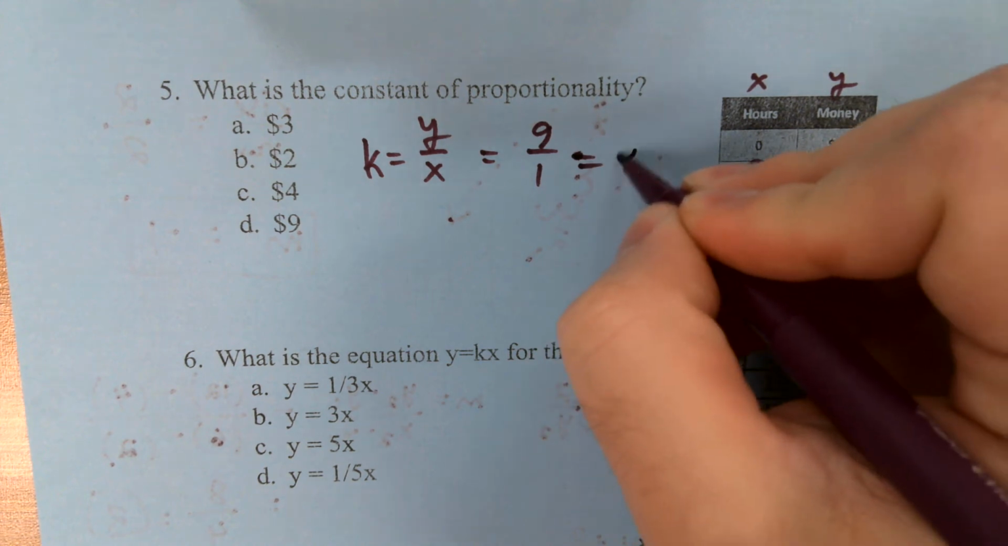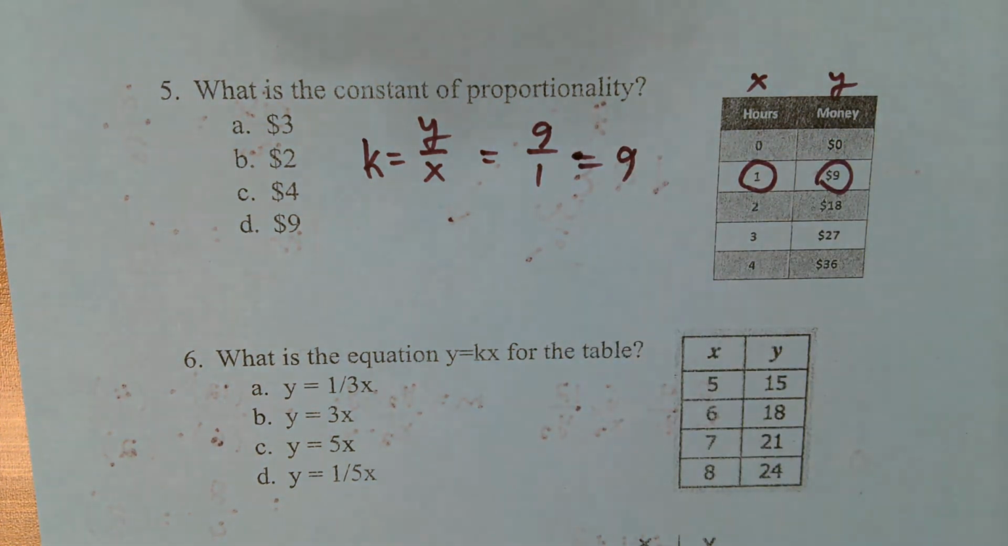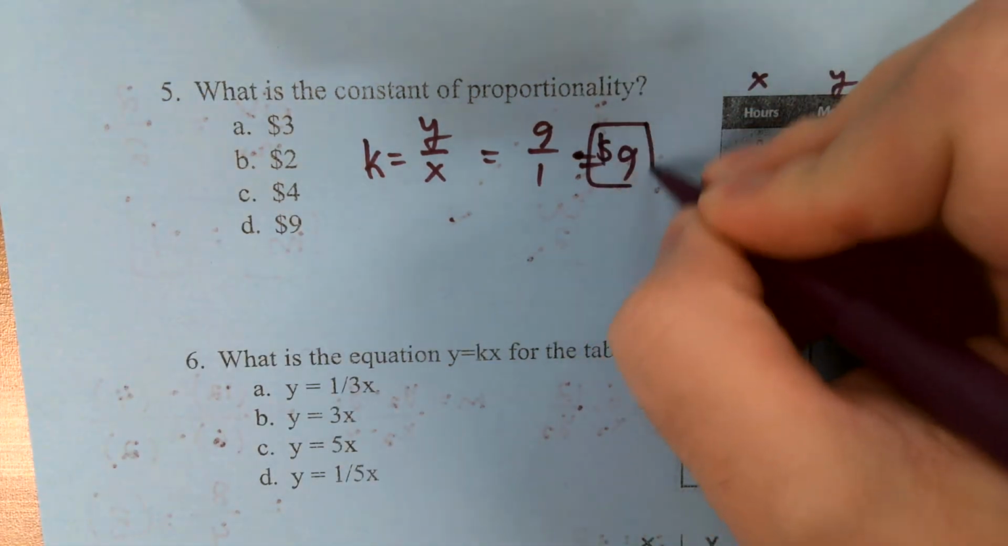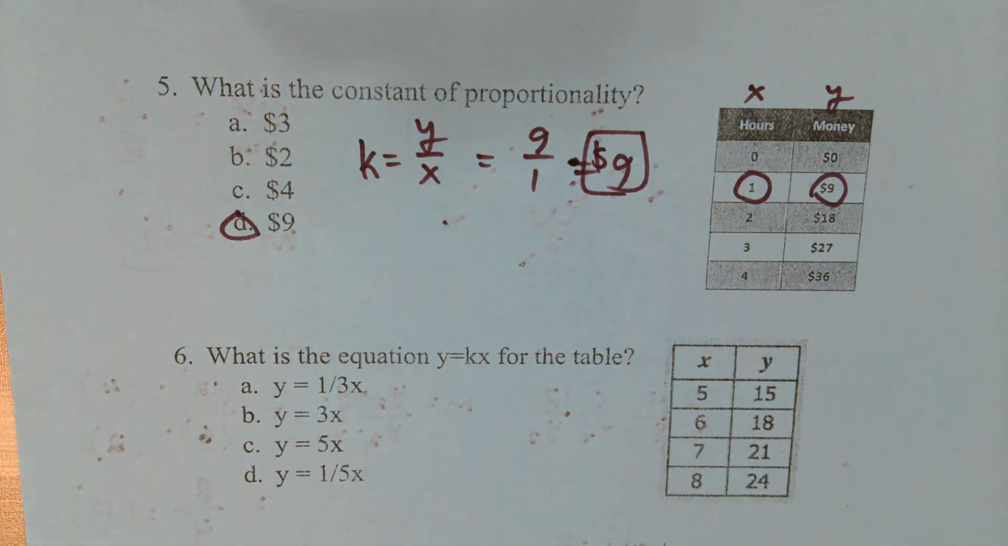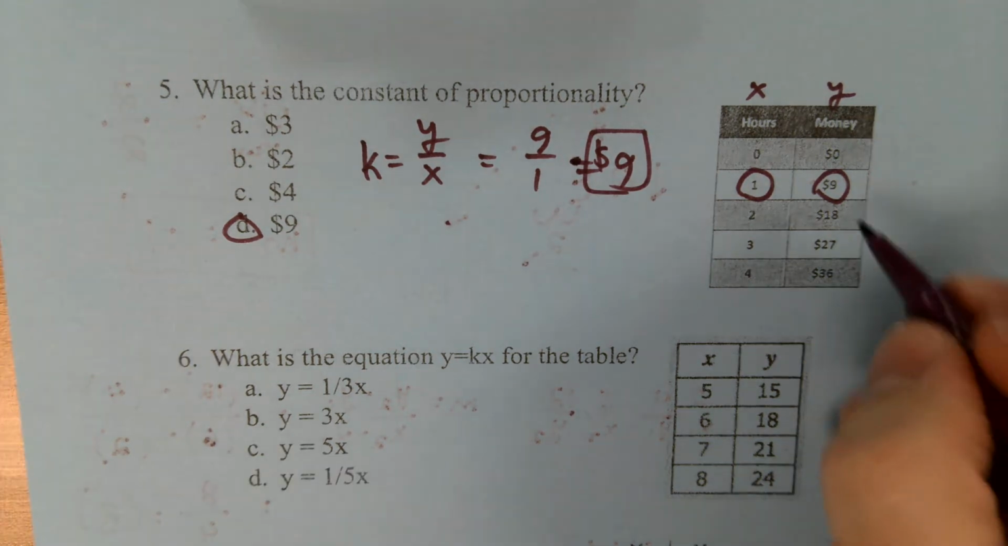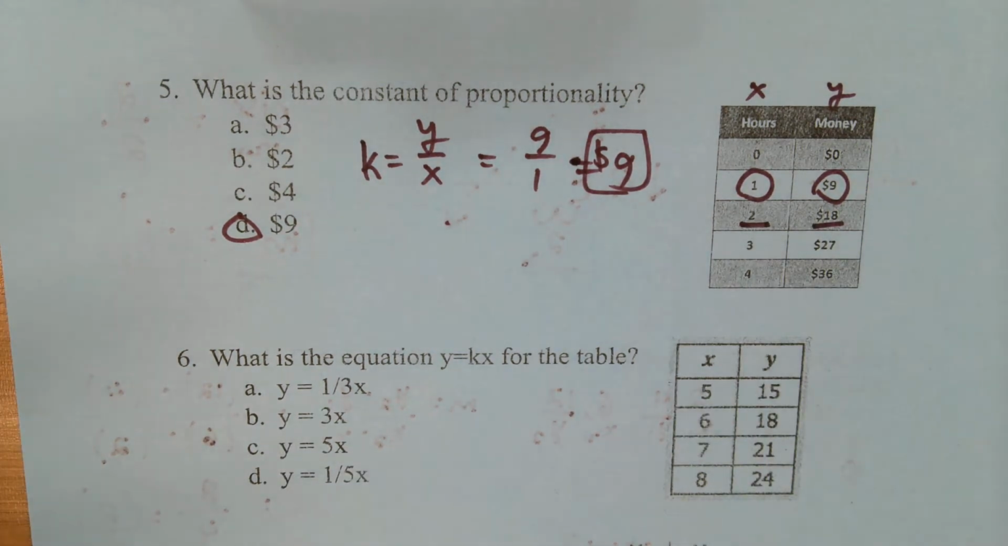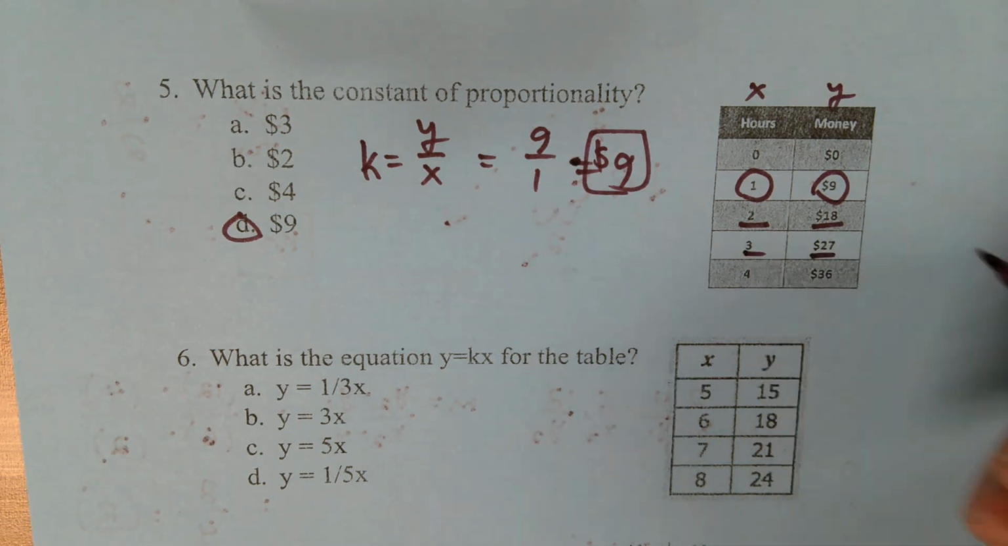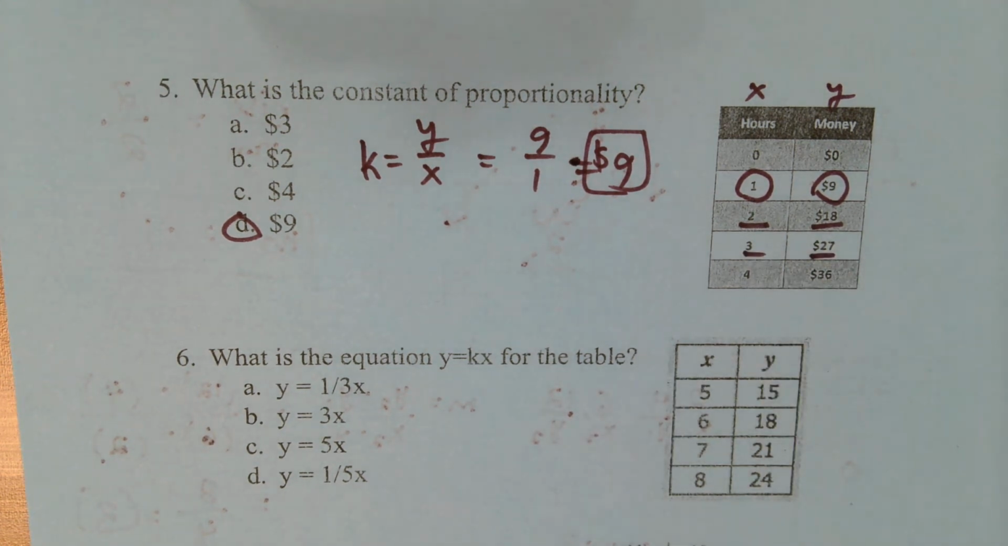9 over 1. That equals $9. Very simple. If we took the second data point, 18 over 2, we would have gotten $9. If we did 27 over 3, we would have got $9. Either y you put over its appropriate x is going to give you the same k. Okay?